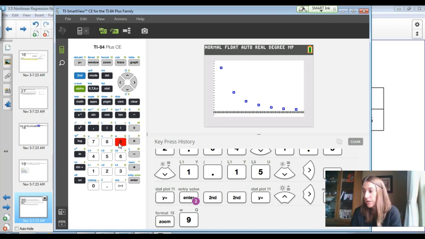So what we're going to do is test the exponential decay test, which, if I look back at my cheat sheet, says we should be making list 4 the natural log of list 2, the y's, and then plotting list 1 versus list 4.